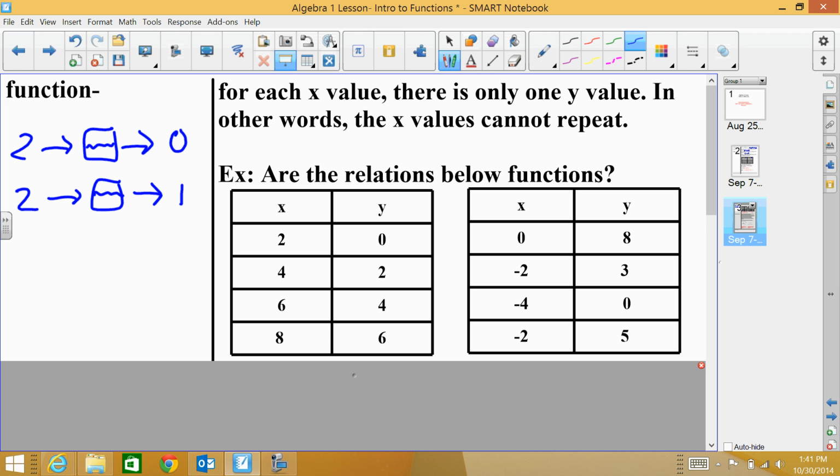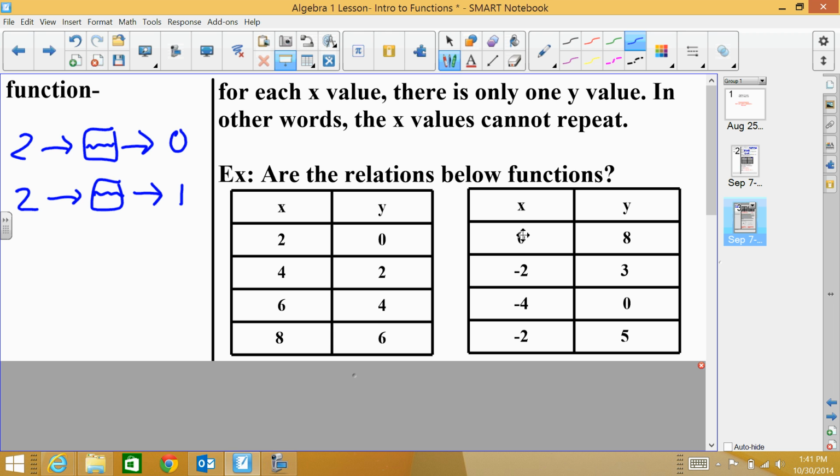So if we look at this one, we have (2, 0), (4, 2), (6, 4), and (8, 6). So would this one be a function? Okay, let's think about that. All the x values are different. So for every x value I have just one y value. So this one would be a function.